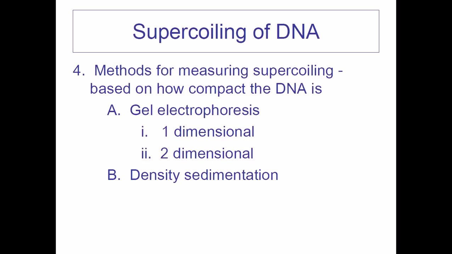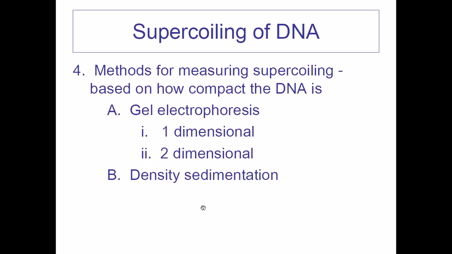If the small one is there, which is the supercoiled one, it will migrate really fast. The linear one will migrate next, and then the nicked one will migrate later. On the other hand, in the density sedimentation process, we can separate them according to their densities.